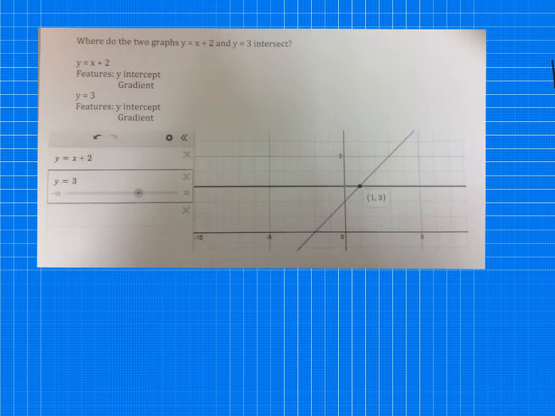In this video, we're going to find out where these two graphs, y equals x plus 2 and y equals 3, intersect and what it actually means.